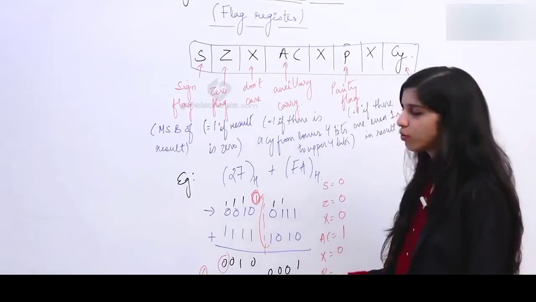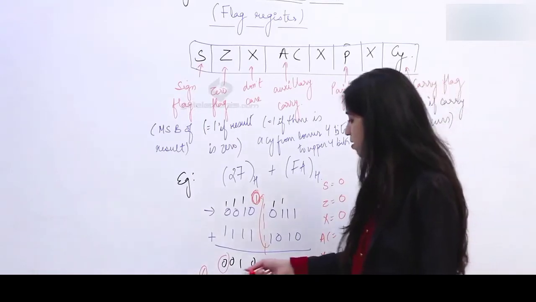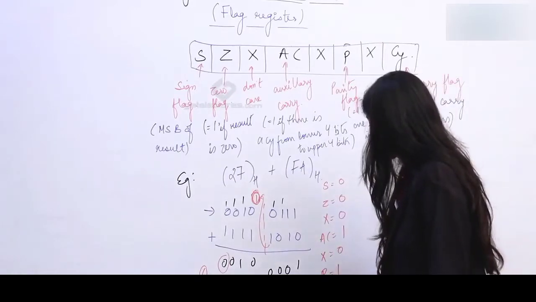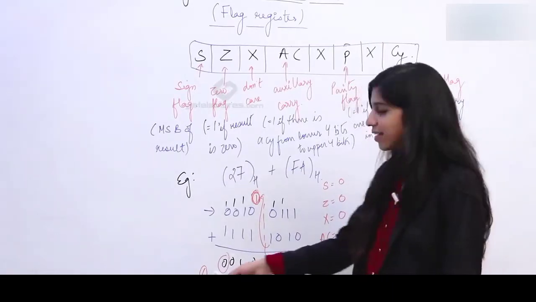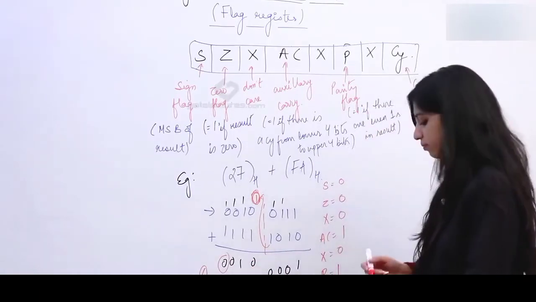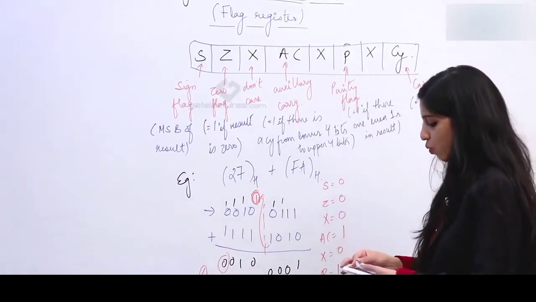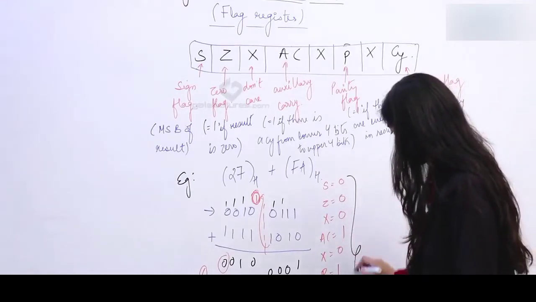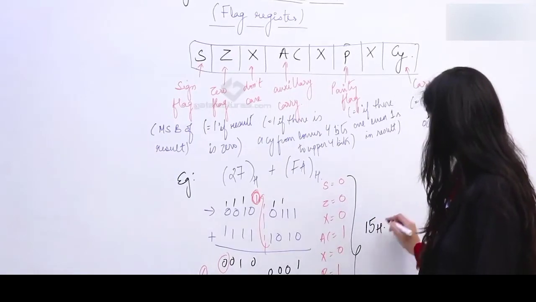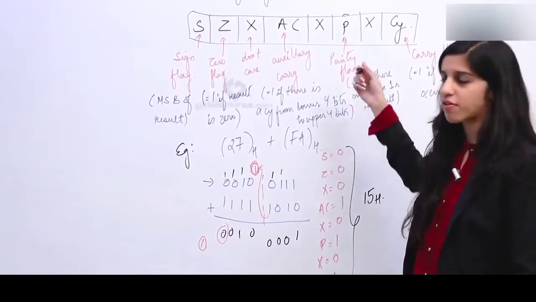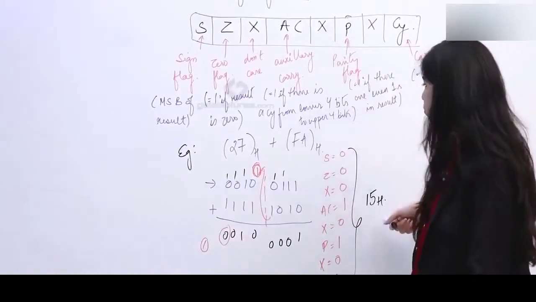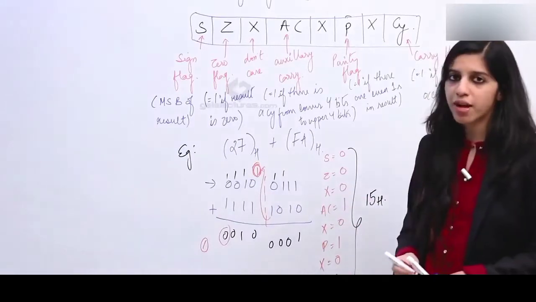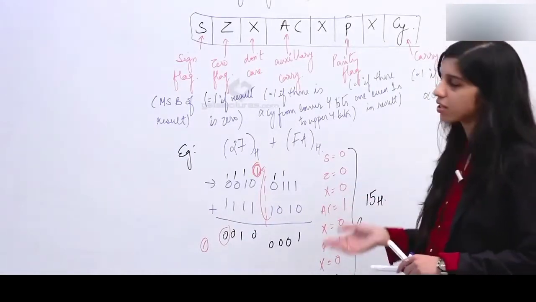Then we have parity. We are going to count the number of ones in the result. See, the number of ones in the result is 2, which means even parity. So the parity flag is going to be 1. Again we have don't care. And since carry has occurred, this flag is going to be 1. So just see what number it is in hexadecimal. So this is 15. So the value of the flag register, this PSW, after execution of this operation in the microprocessor is going to be 15. This is how you can find the value of your flag register after any arithmetic operation.